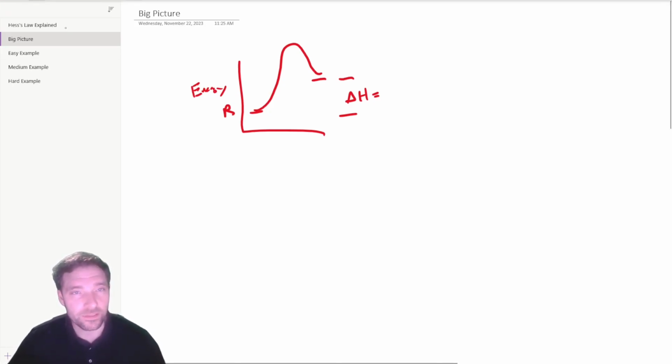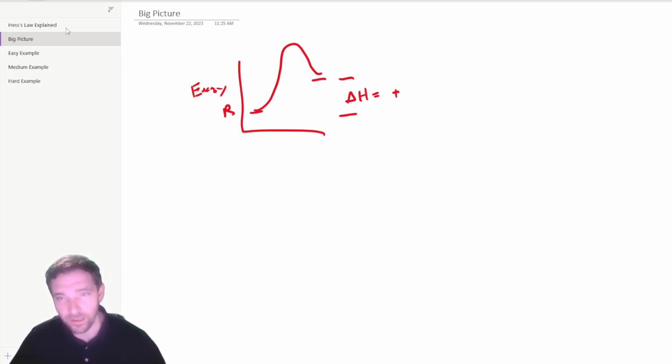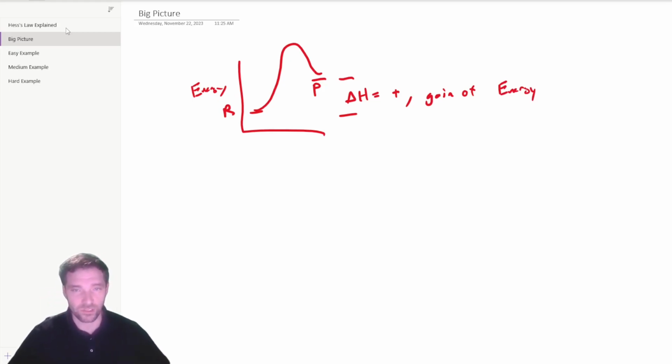When you have a change in H that goes up, this is a positive value. We're saying that there is energy coming into the system because you're going from these reactants to these products. So this is a gain of energy when we have a positive change in H.